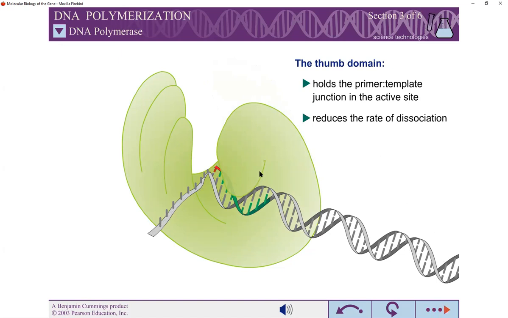Now, the third domain, the palm domain. The palm domain is the third domain of DNA polymerase I, or the Klenow polymerase. This palm domain helps to hold the primer template junction in the active site. It will be holding the primer and the template junction. This is the primer, this is the template, in a correct orientation. It reduces the rate of dissociation of the DNA from the DNA polymerase. Now, this is it. The DNA is held with the help of the thumb domain and then made to close with the help of the finger domain, forming a fist.